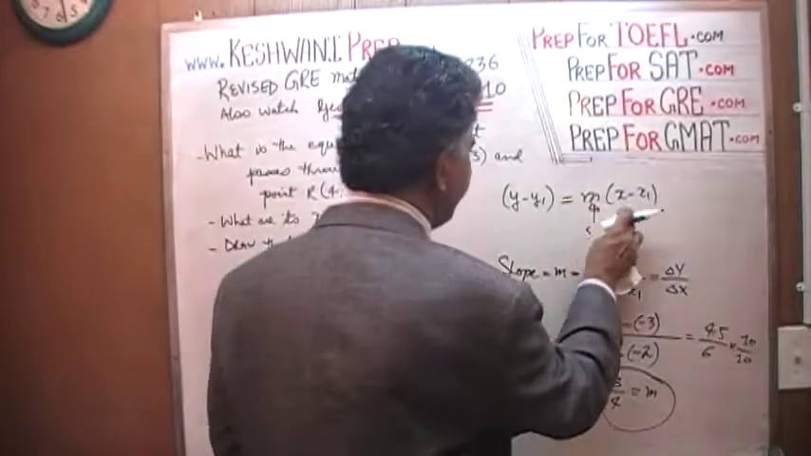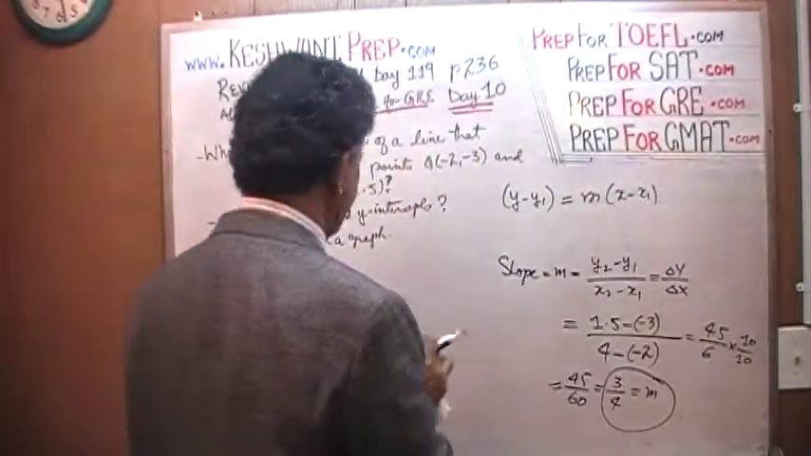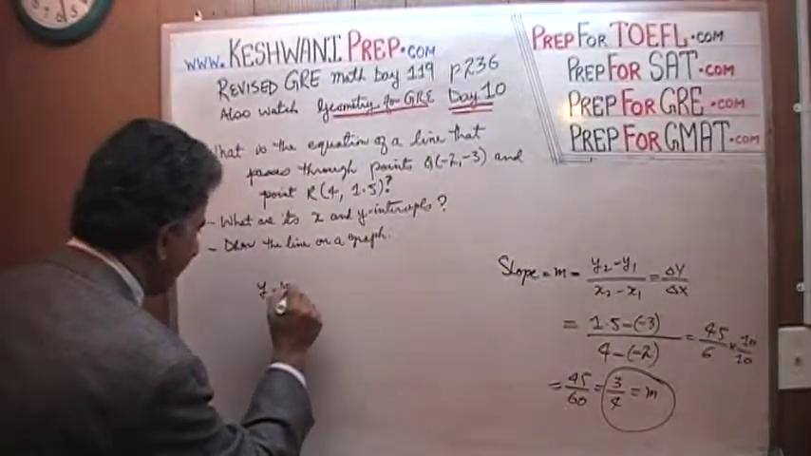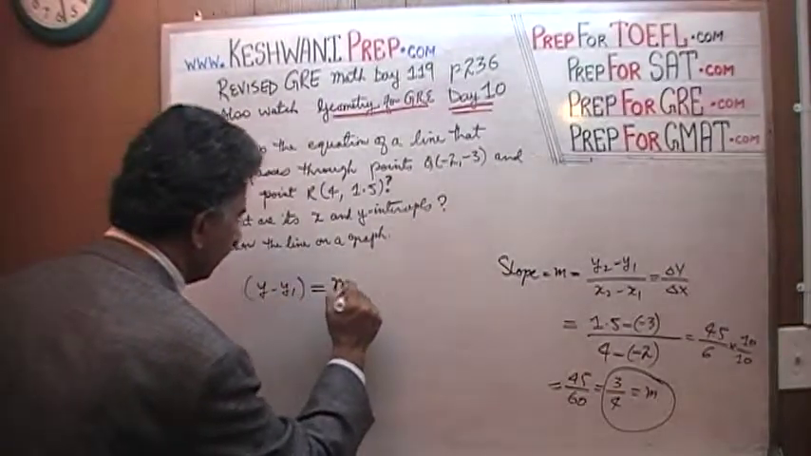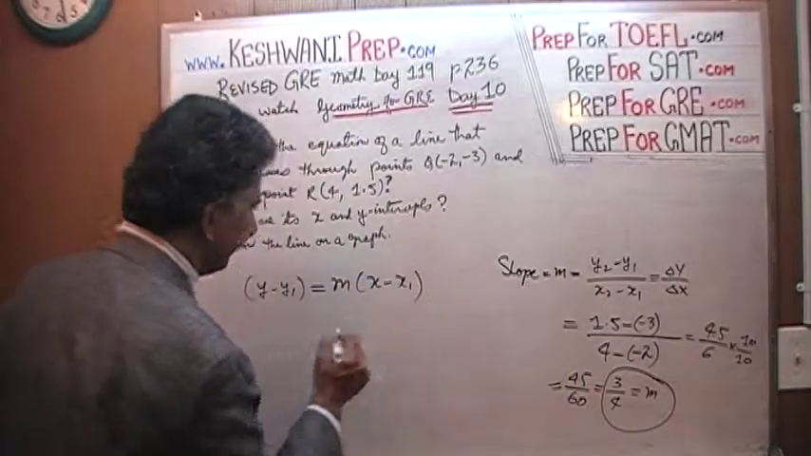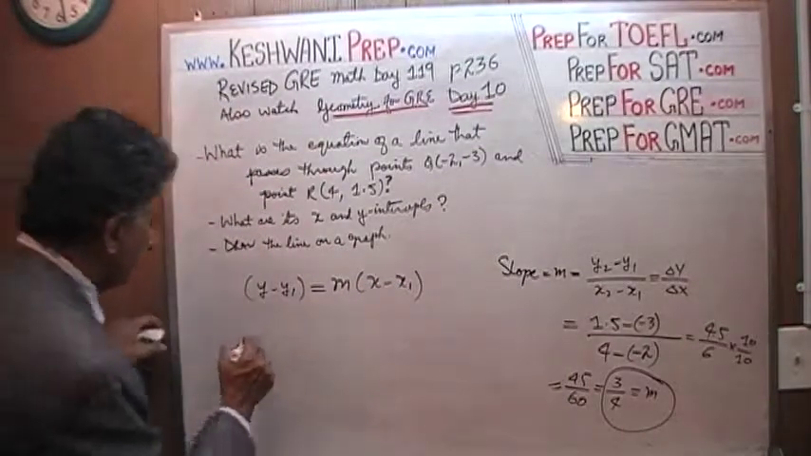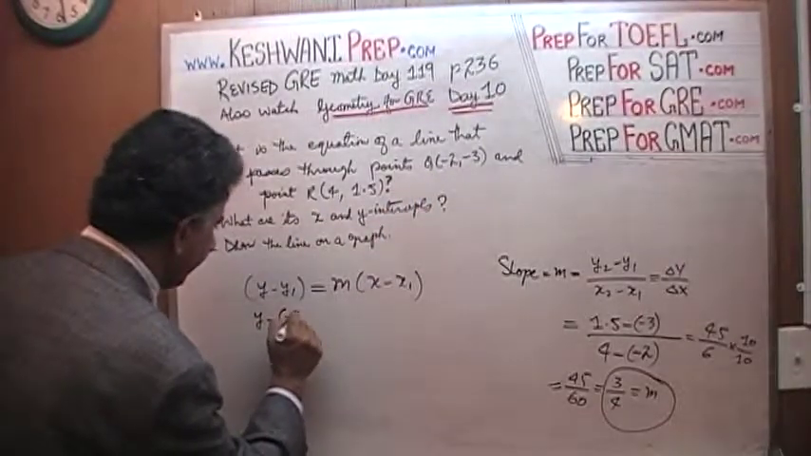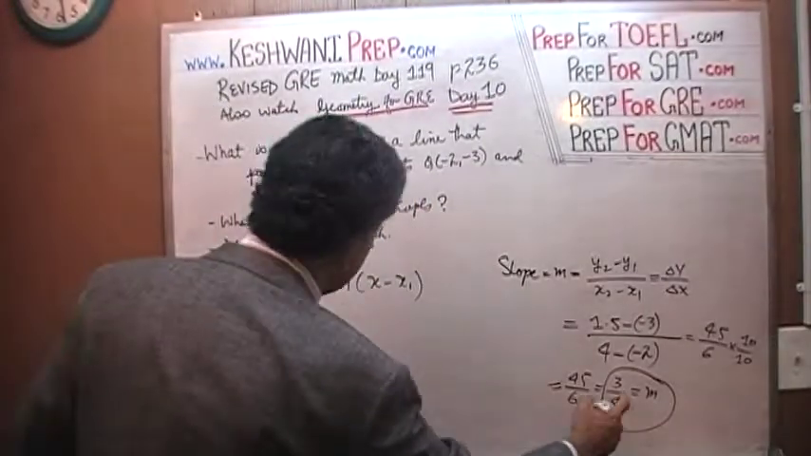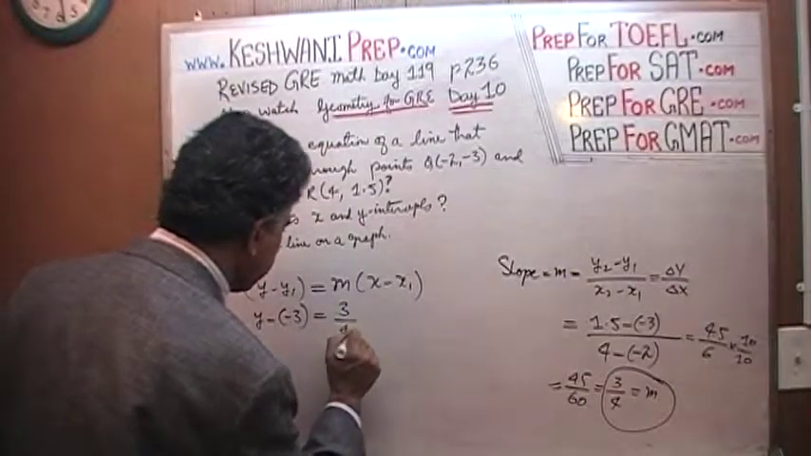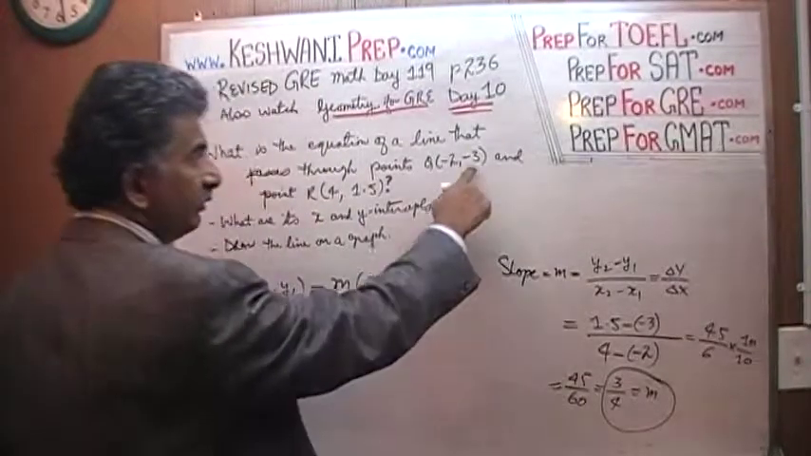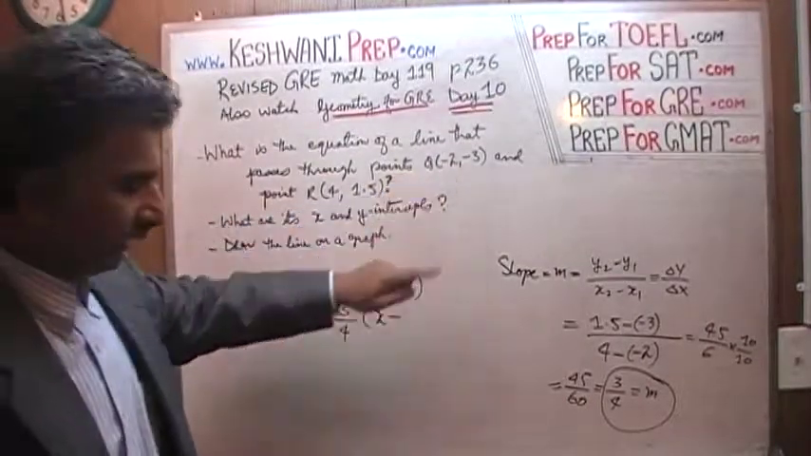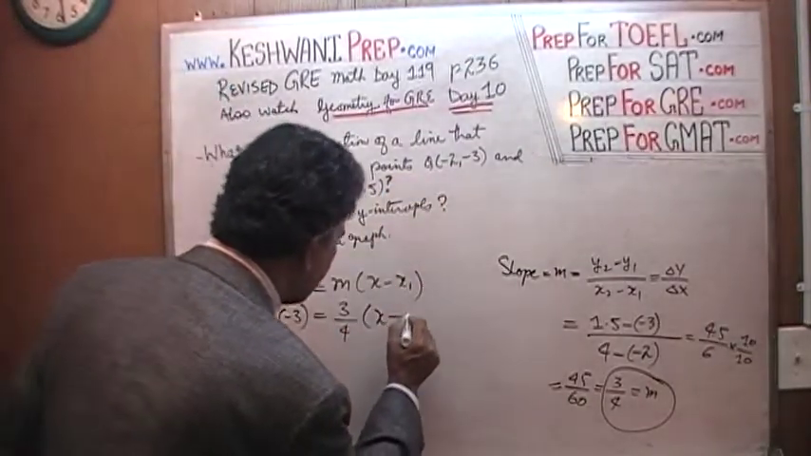Let's put it back in here. y minus y1 equals the slope times x minus x1. So y minus y1, let's use this one here, -3, equals the slope, which is 3/4, times x minus. Since we use this point for y, we have to use it for x also, minus x2.